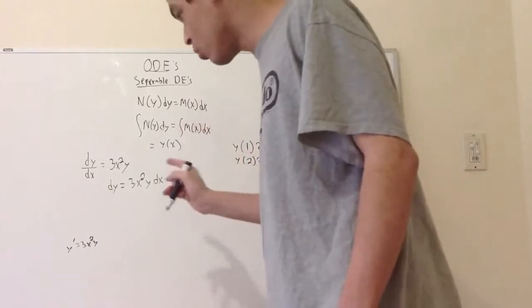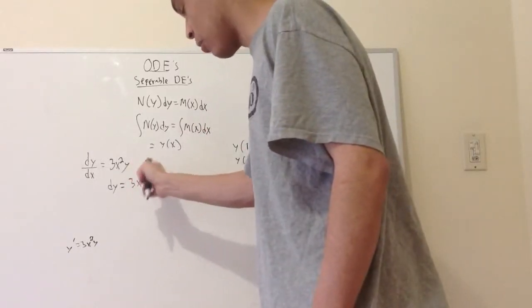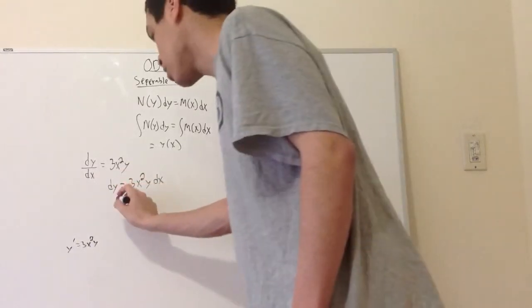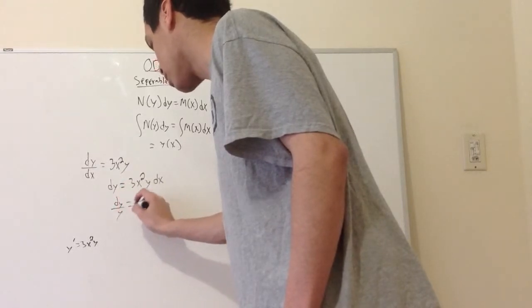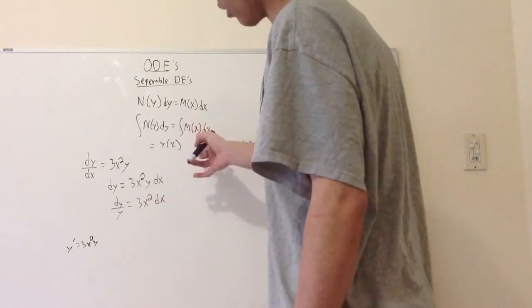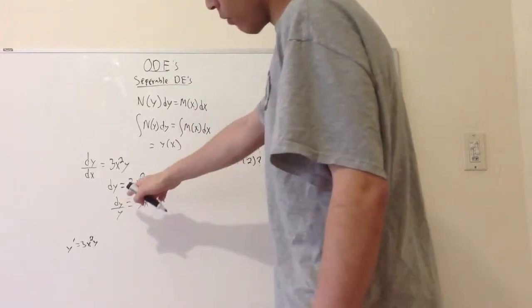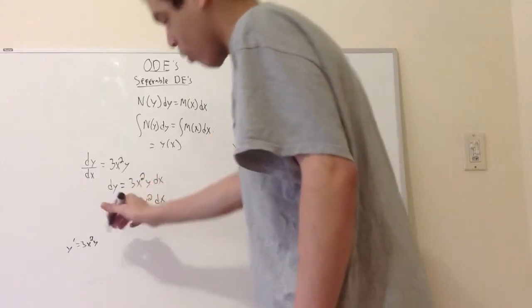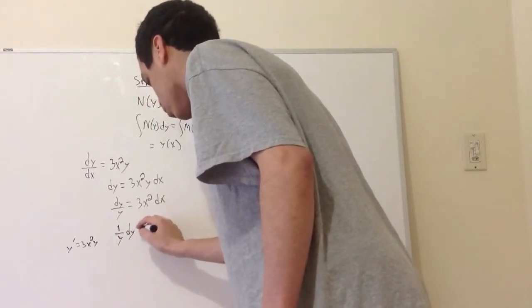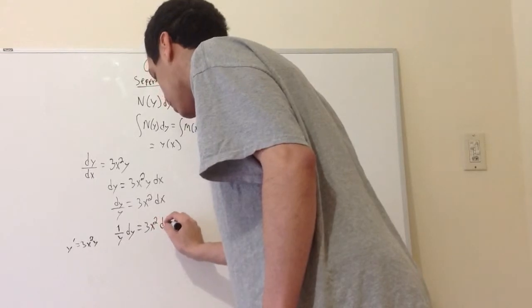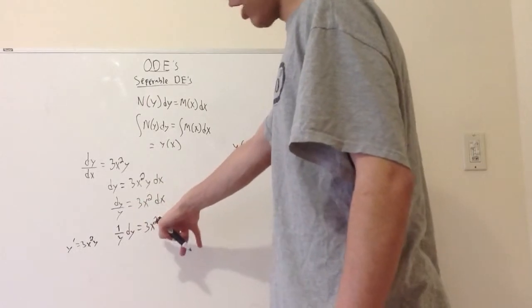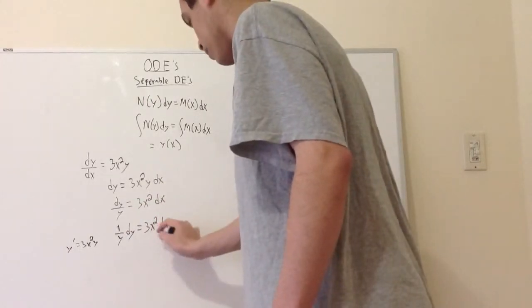Basically, what we're doing here is we're simply trying to separate the x's and the y's. We can now divide both sides of this equation by y, and so we get dy over y equals 3x squared dx. And we can already see that we're almost ready to integrate it and solve for our function. If you remember from calculus classes, dy over y is really the same thing as 1 over y dy, and following along here, 3x squared dx. So now you can see that N(y) is 1 over y, and M(x) is 3x squared dx.